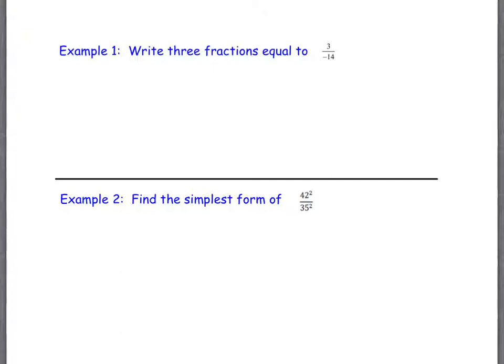Give me an example. 6 over negative 28. All right. So Lacey, how did you get to 6 over negative 28? I just multiplied it up by 2. Perfect. You can multiply the top and the bottom by 2. Another example.